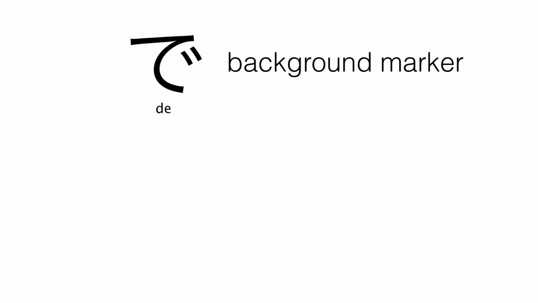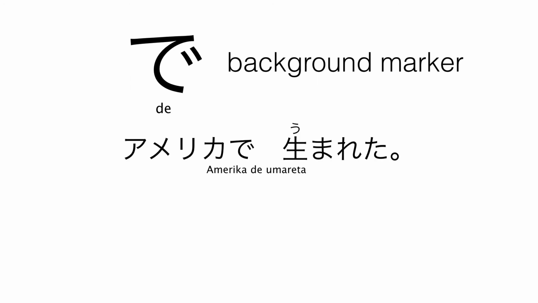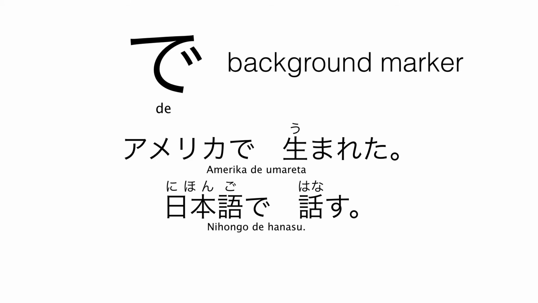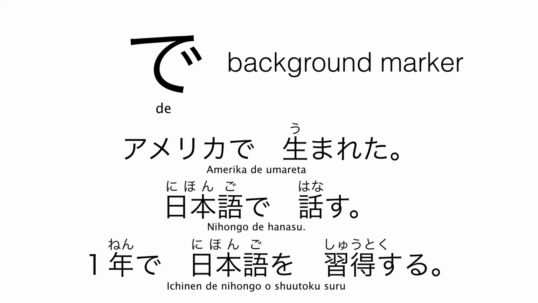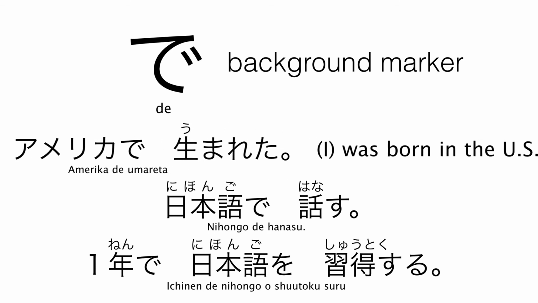So here's a few examples. アメリカで生まれた。日本語で話す。1年で日本語を習得する。So the first example is アメリカで生まれた。アメリカ, the United States. 生まれた is a simple past tense of 生まれる, to be born. So it means was born. So I, the understood subject, was born in the United States. The action of me being born happened in the United States as a background. So it means I was born in the United States.